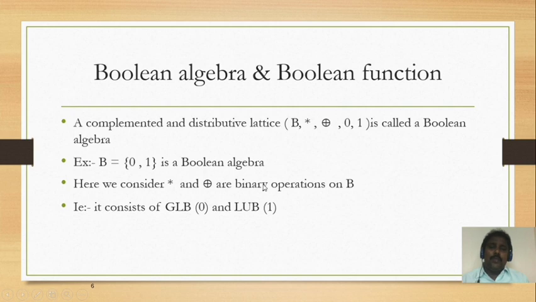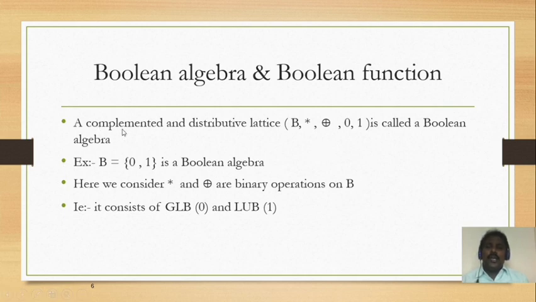Binary means we already know, binary means two. So these are the two operations. In place of this star, I can take plus or minus or division or multiplication. In place of this exclusive symbol, I can take plus or minus or multiplication or division. Here it consists of a greatest lower bound and a least upper bound. Here the greatest lower bound is 0 and the least upper bound is 1. So this is the definition of a Boolean algebra.